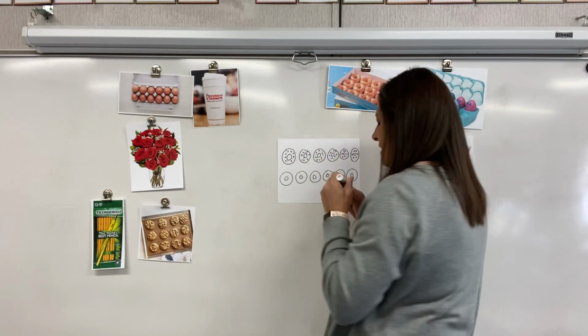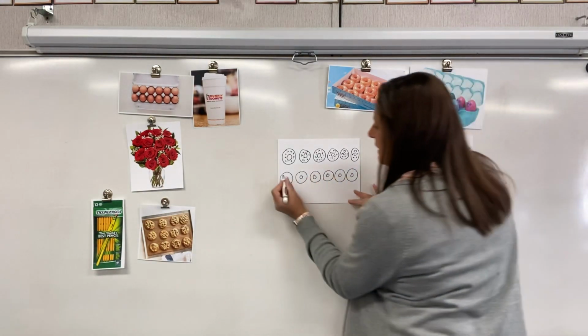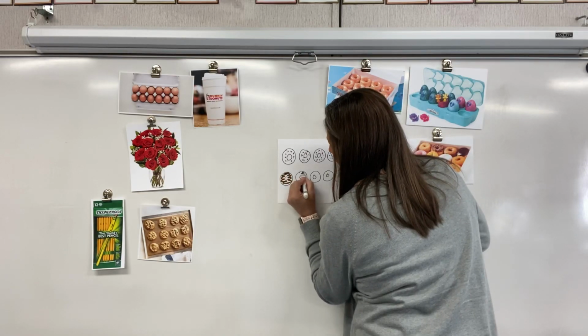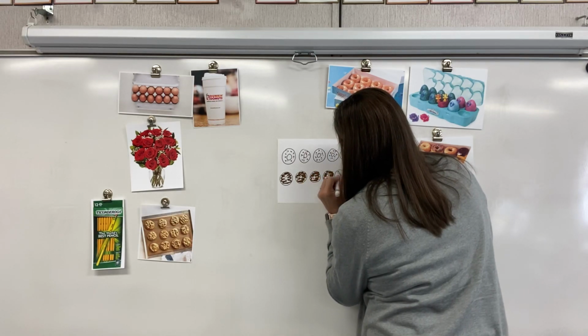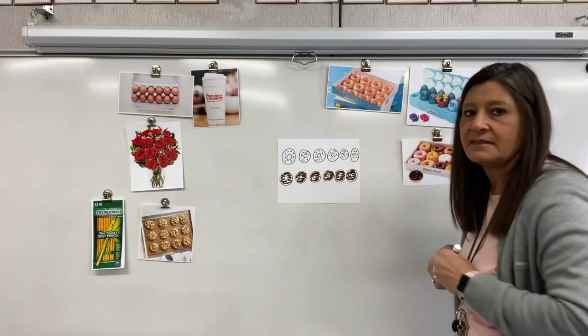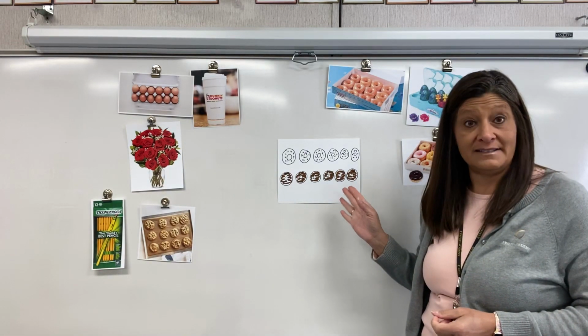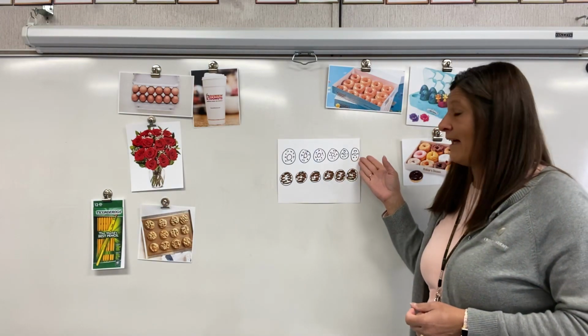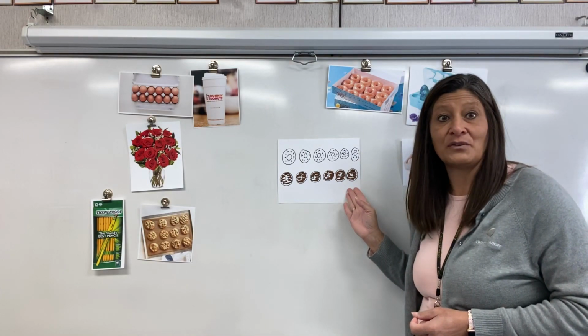And then the other half, let's do your favorite. So maybe it's chocolate, maybe it's vanilla, maybe it just has chocolate icing on it. I'm gonna go ahead and make mine brown for chocolate. You can pause the video if you need to and finish coloring yours. So now you have a dozen donuts, half a dozen with sprinkles, and half dozen in your favorite flavor.